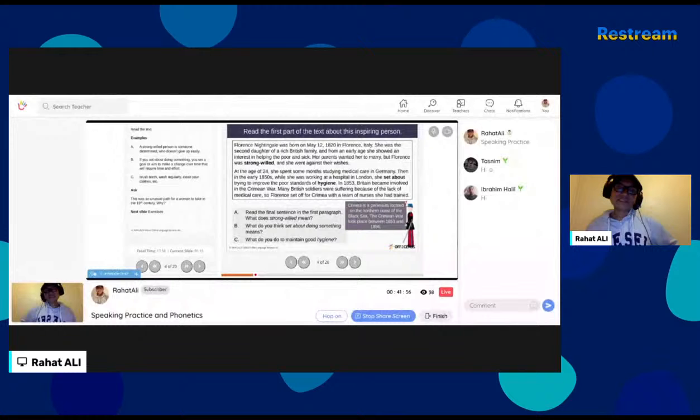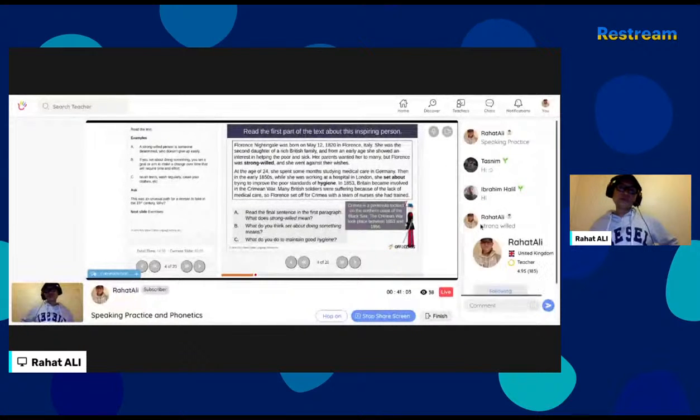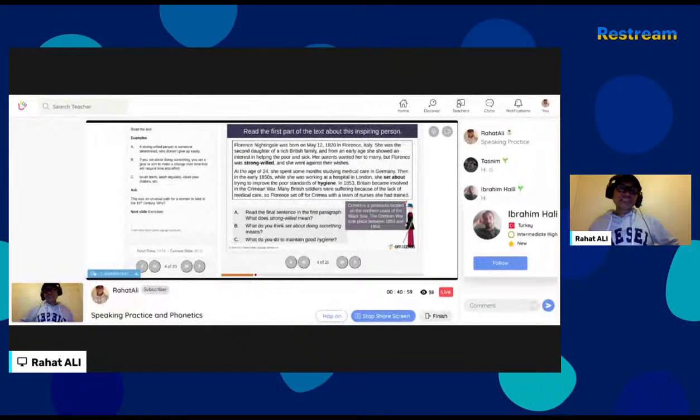So read the final sentence in the first paragraph. What does strong-willed mean? Her parents wanted her to marry, but Florence was strong-willed. She went against their wishes. Strong-willed. Does anyone know the meaning of strong-willed? Strong-willed, determination, adamant. The person who doesn't want to change their opinion. Okay?